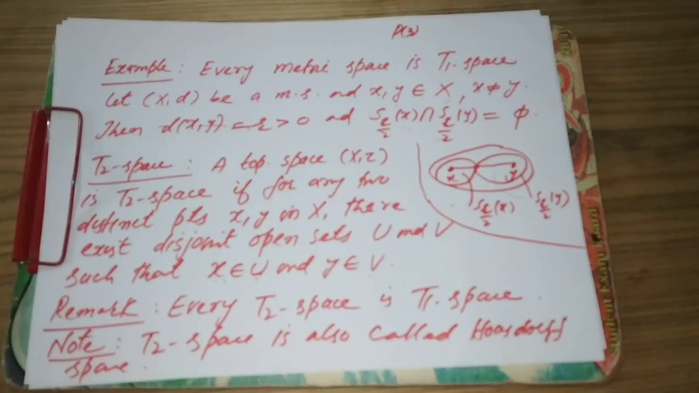There are other examples: every discrete topological space with at least two points in the set, say X is equal to {a, b}, then every discrete topological space on that set is a T2 space. But the converse, as I have already written in the remark, that every T2 space is a T1 space, but the converse is not true. So that's an exercise for you: a T1 space need not be a T2 space.